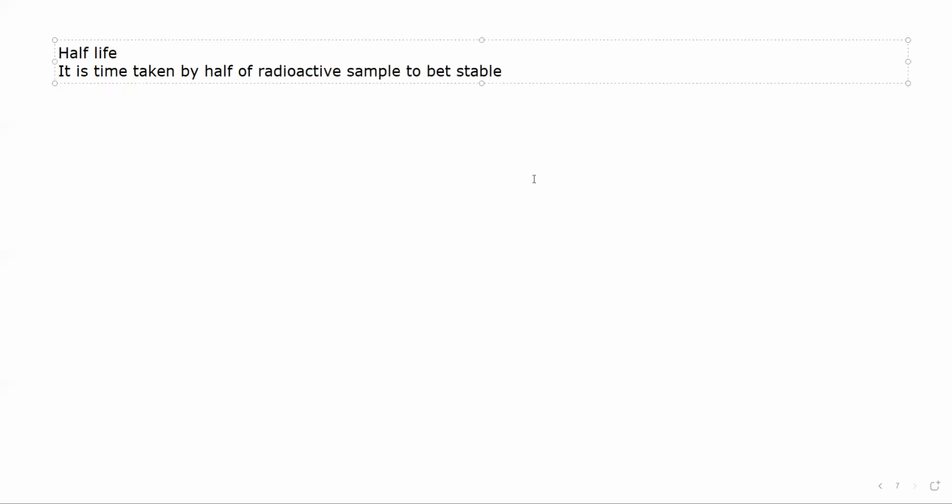Then what is the half-life? It is the time taken by half of a radioactive sample to be stable. So how much time the half of the radioactive sample will take to be stable, we call that a half-life. Example, you have 100 grams of a sample which is unstable.